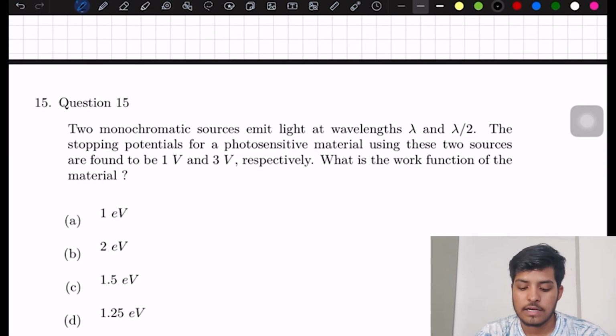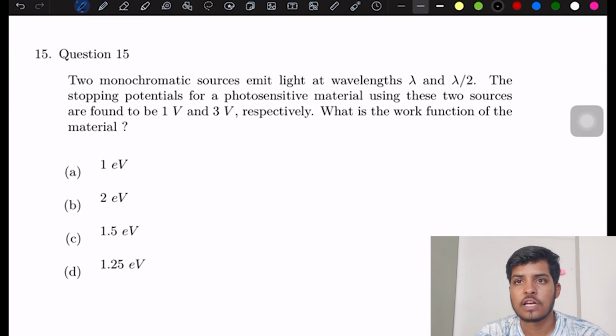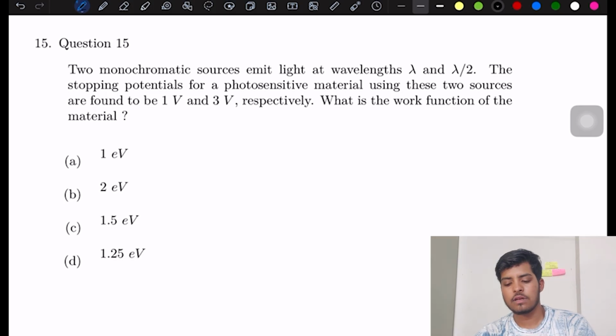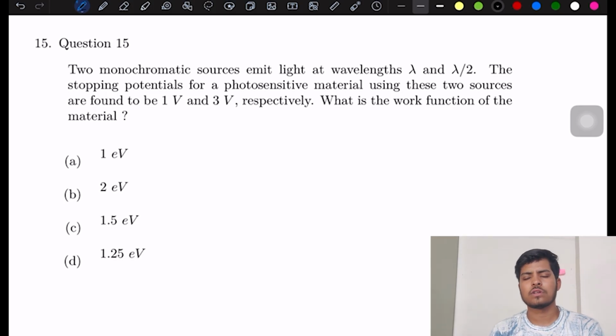So now let's come and solve question number 15, the last question of this paper. So let's see what it is asking. Two monochromatic sources emit light at wavelength lambda and lambda by 2, and their stopping potentials are found to be 1 volt and 3 volt respectively. What is the work function of the material? So it is an equation of modern physics. So let's solve it.